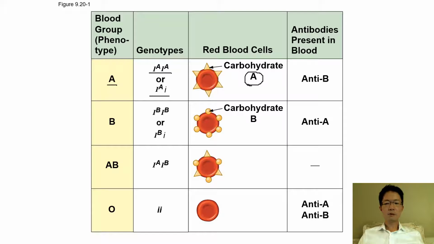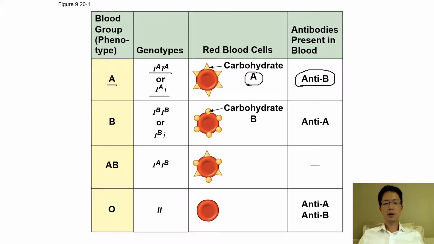And then, interestingly, in the plasma, that means the blood, the so-called water, you have the antibody B. Antibody meaning that it is the protein that will bind to glycoprotein B. How do I explain this? The antibody B is the protein that will cause aggregation or agglutination of glycoprotein B.